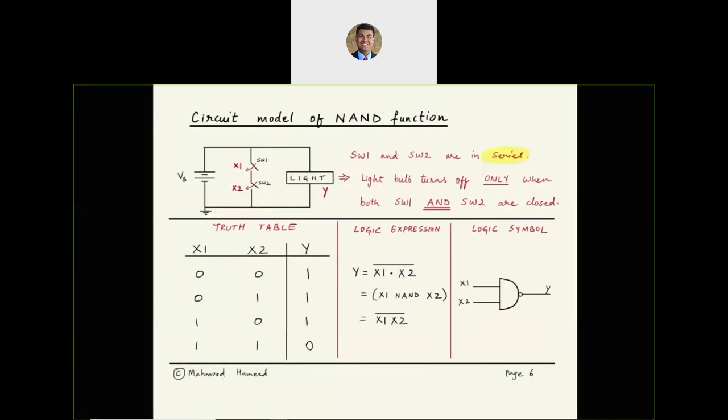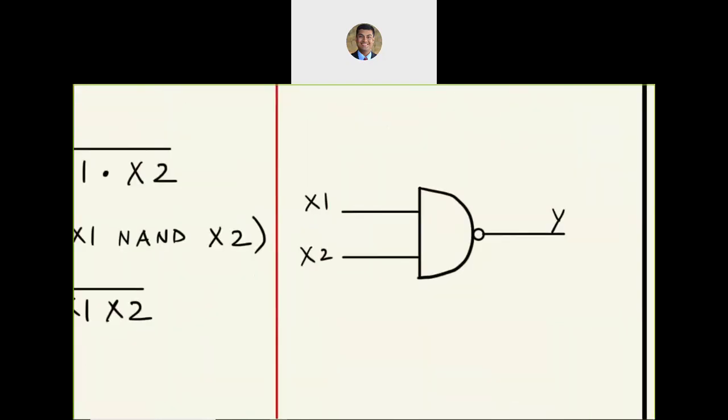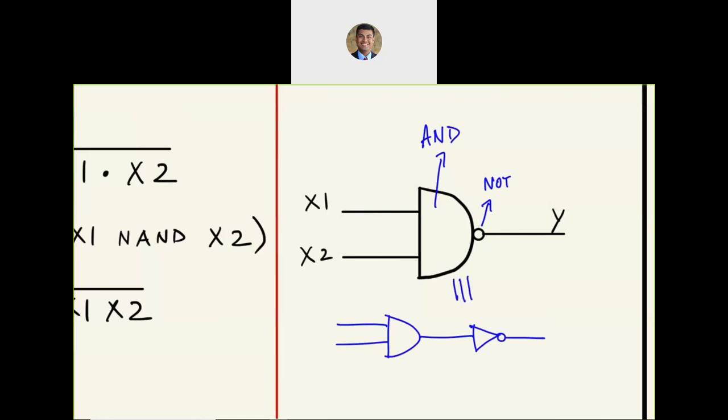How about the NAND function? NAND is AND followed by NOT. Bubble signifies inversion. So if you perform an AND function first and then you perform a NOT function, that is the same as NAND, or NOT of AND. So we essentially take all the entries in our AND and complement them.